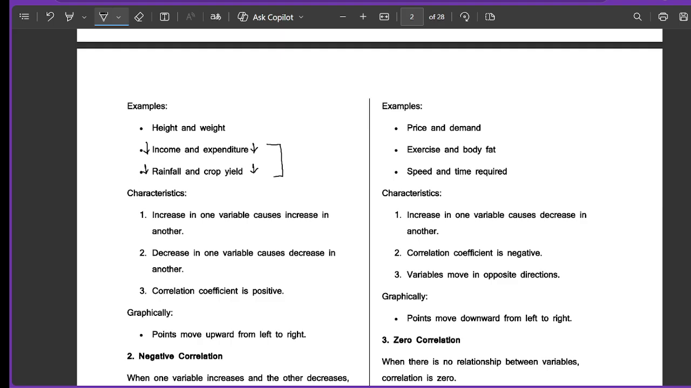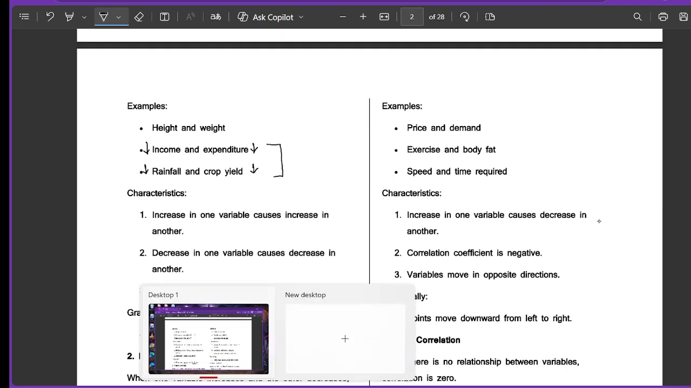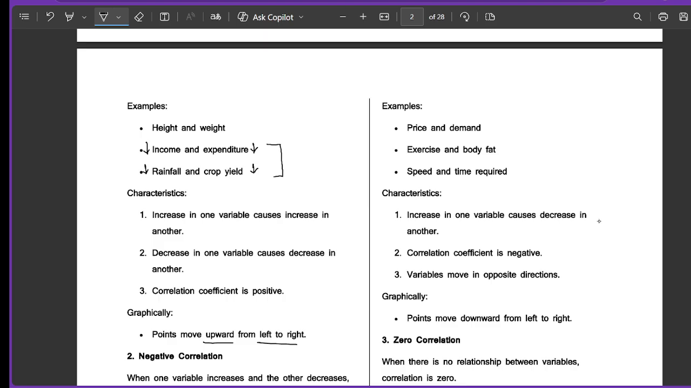So if one is increasing, the other has to increase, or if one is decreasing, the other also has to decrease. Graphically, the points will move upward from left to right, or even they may decrease from left to right, depending upon whether the two are increasing or the two are decreasing.